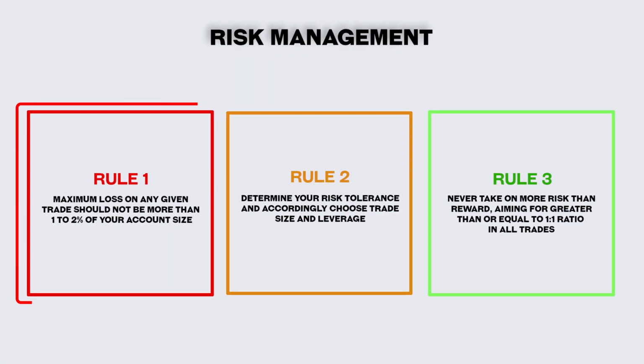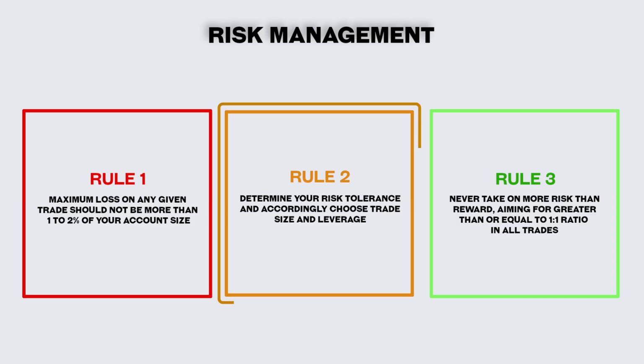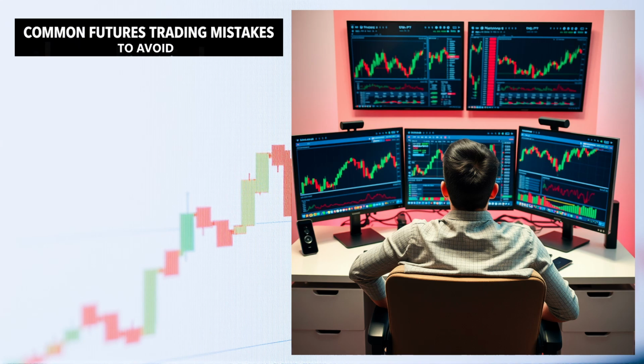Rule 1. Maximum loss on any given trade should not be more than 1 to 2% of your account size. Rule 2. Determine your risk tolerance and accordingly choose trade size and leverage. Rule 3. Never take on more risk than reward, aiming for greater than or equal to 1-to-1 ratio in all trades. Finally, let's talk about common trading mistakes to avoid.